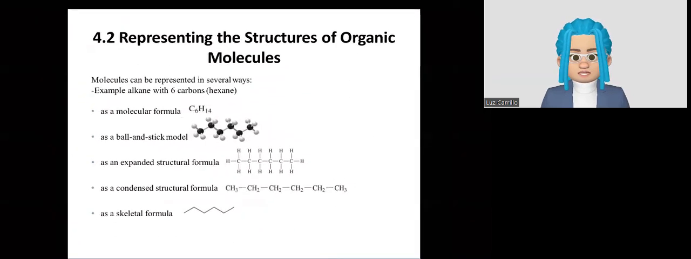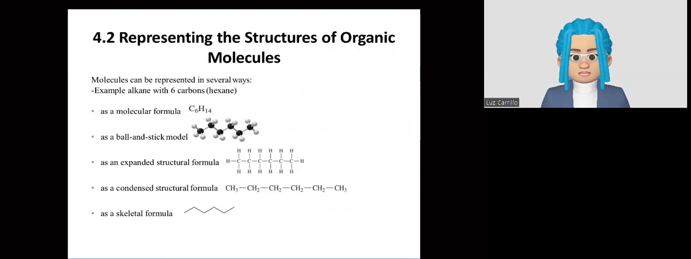When it comes to organic compounds, let's understand that they are illustrated in different ways. So far in the semester, we have learned about molecular formulas. But the problem with molecular formulas is that they don't give us a lot of insight into the structure of a particular compound.